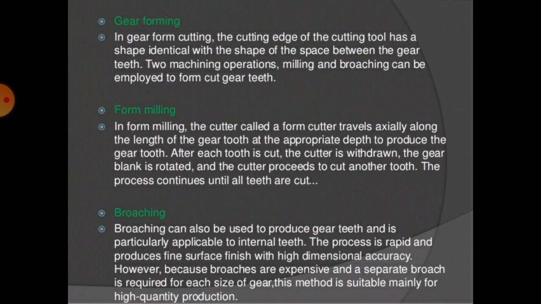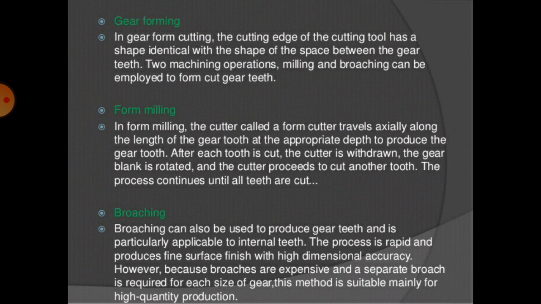Next is form milling. In form milling, the cutter called a form cutter travels axially along the length of the gear tooth at the appropriate depth to produce the gear tooth. After each tooth is cut, the cutter is withdrawn, the gear blank is rotated, and the cutter proceeds to cut another tooth. The process continues until all teeth are cut.